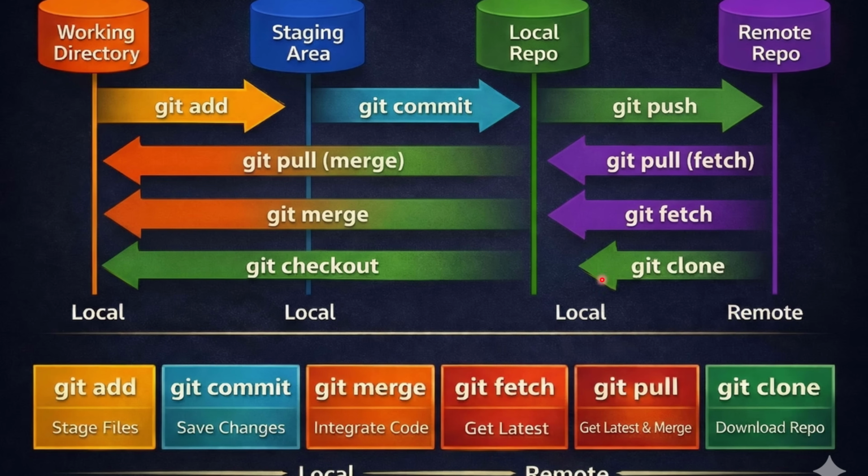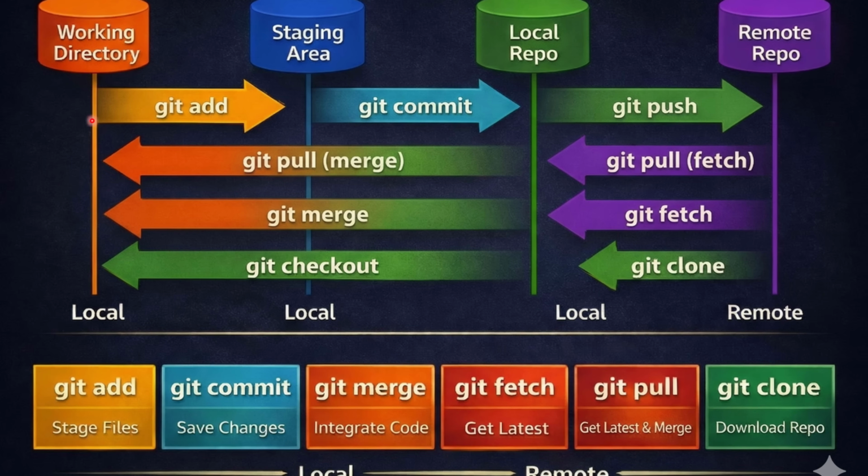Git fetch will bring the latest changes to the local repository. Here you have a chance: if you want those changes, then you have to execute git merge. But in the case of git pull, it will get the latest and merge. So you don't have an option. If you execute this command, it will bring the latest changes and merge those changes into your working directory. And git clone will basically download the repository.